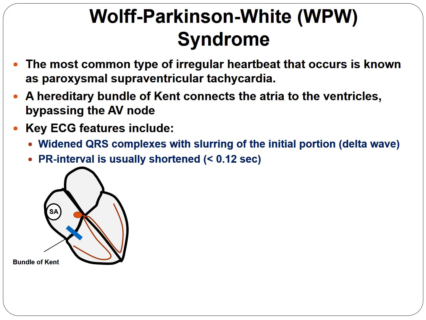Wolff-Parkinson-White syndrome. The most common type of irregular heartbeat that occurs is known as paroxysmal supraventricular tachycardia. A hereditary bundle of Kent connects the atrial muscle to the ventricular muscle, bypassing the AV node. The key ECG features include a widened QRS complex with slurring of the initial portion, such as the delta wave, and the PR interval is usually shorter than 0.12 seconds.